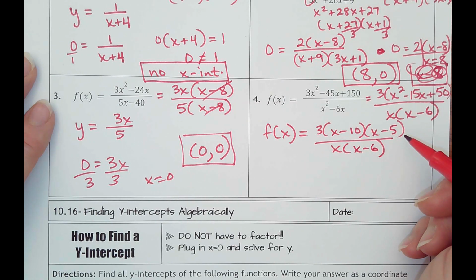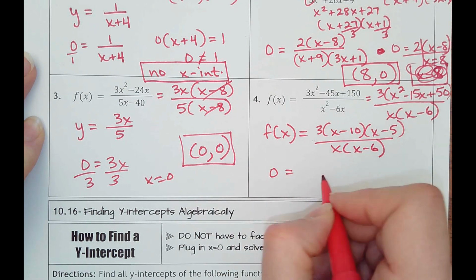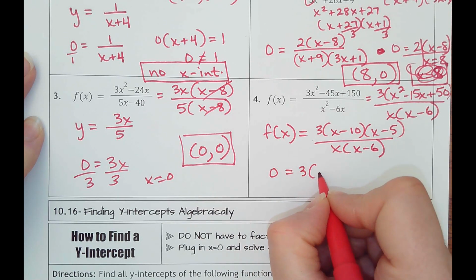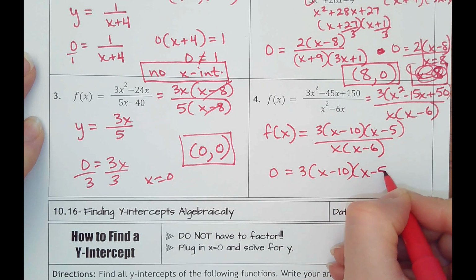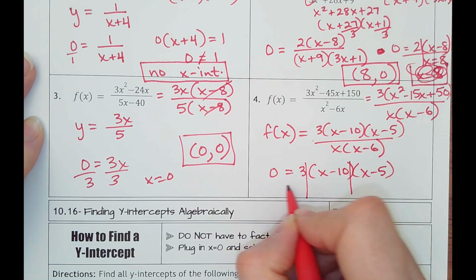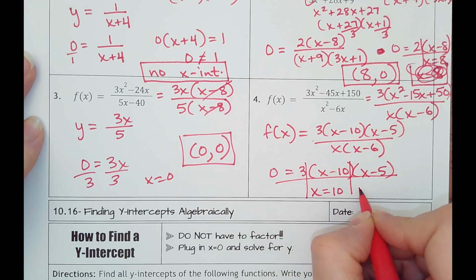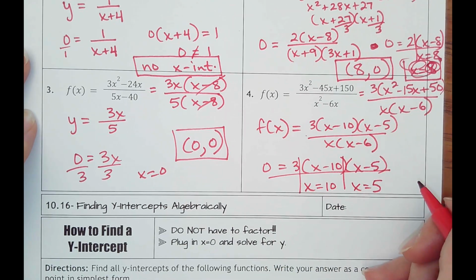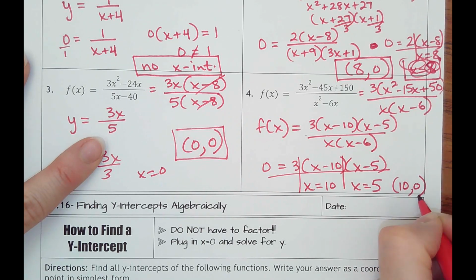Nothing cancels. So this is 0. That makes the denominator disappear, and so it's 0 equals 3 times x minus 10 times x minus 5. So this one actually gets 2 x-intercepts, 1 at 10 and 1 at 5. As ordered pairs, that would be 10, comma 0, and 5, comma 0.